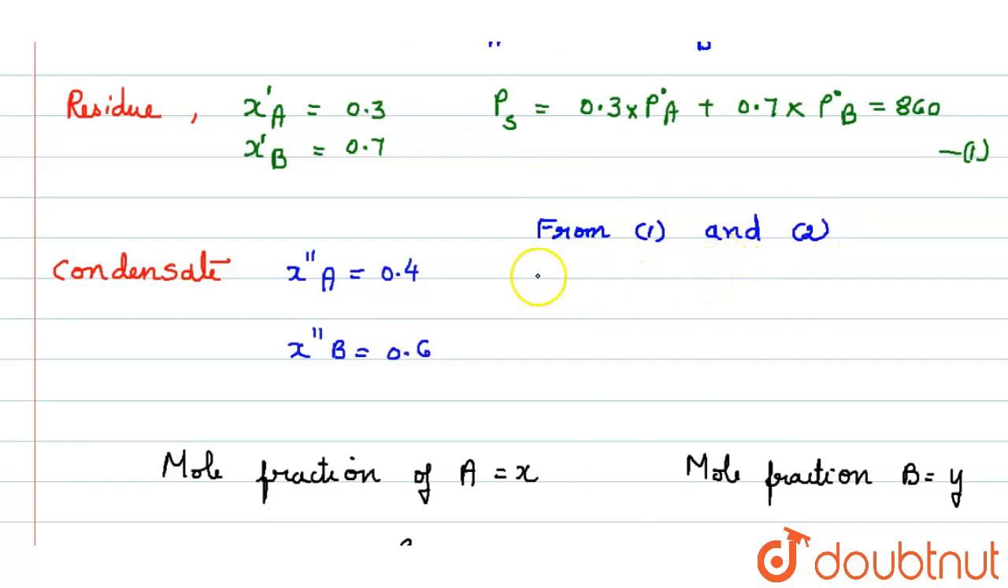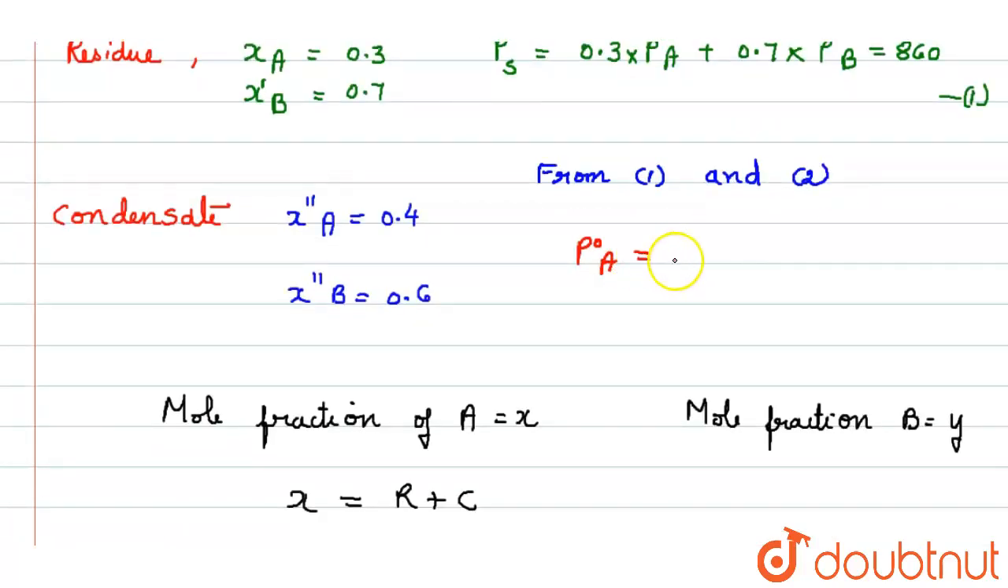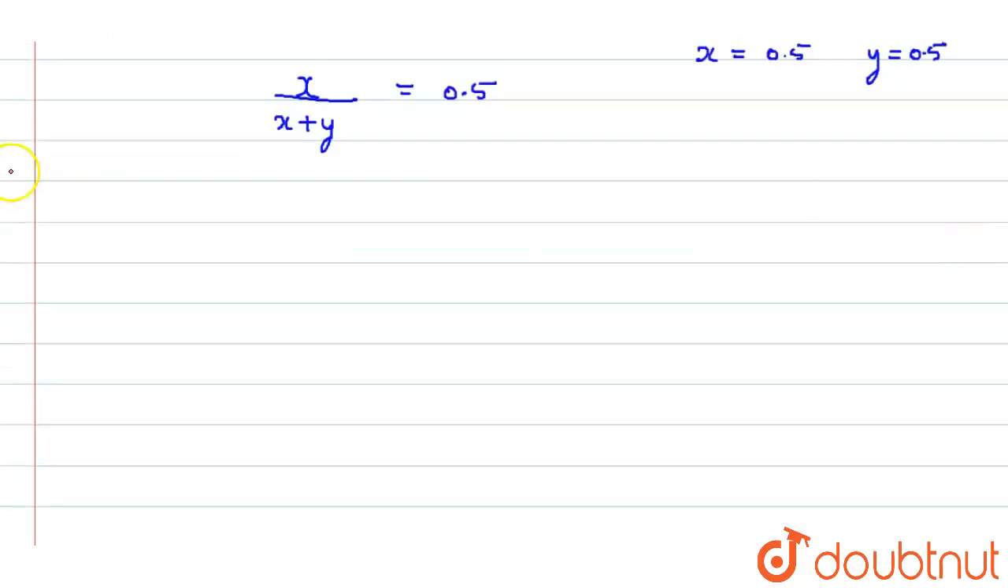So from there we got that P naught A will be solved as P naught A. We can divide equation 1 by 2. We get P naught A as 1000 mmHg and P naught B will be 800 mmHg. Okay. So we'll use it in the first equation.